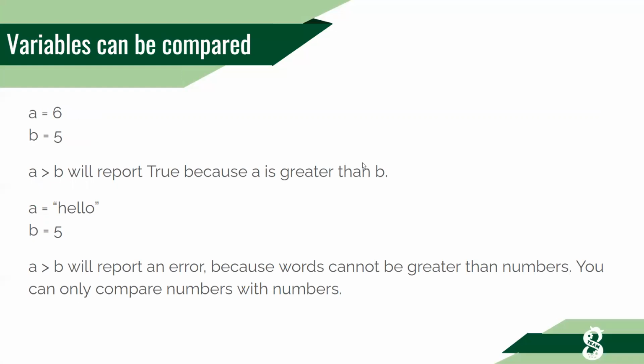So other than just numbers, you can also compare variables. In this example, A is assigned to 6 and B is 5. A is greater than B will report true because A is 6 and B is 5. You can think of it as 6 is greater than 5. So if you assign A to a string, like hello, or B to a number, like 5, then it will report an error because words cannot be compared to numbers and vice versa. You can only compare numbers and numbers together.